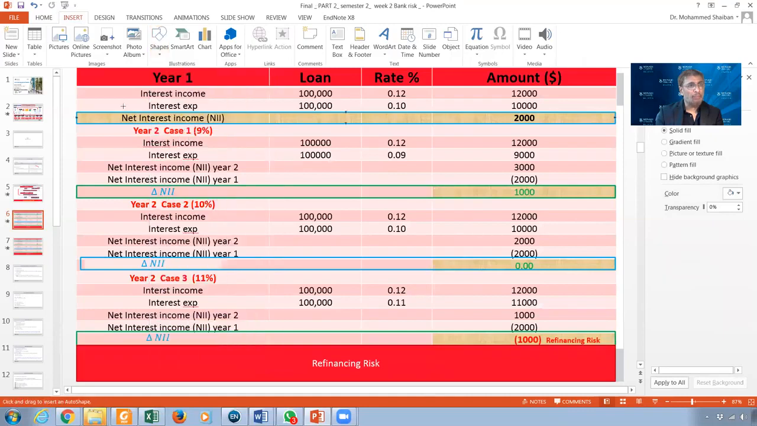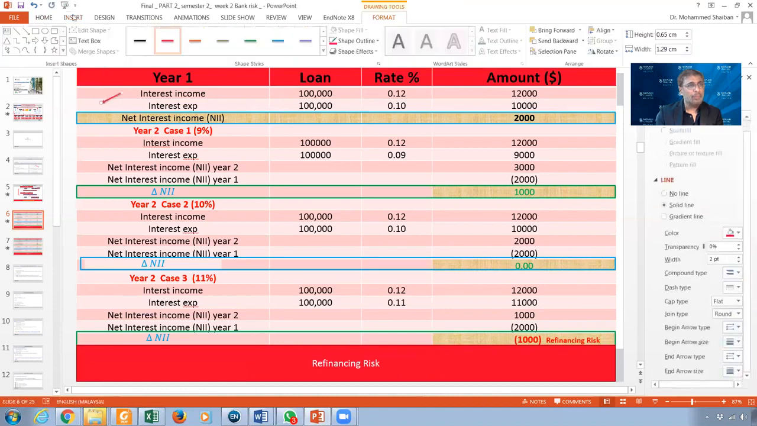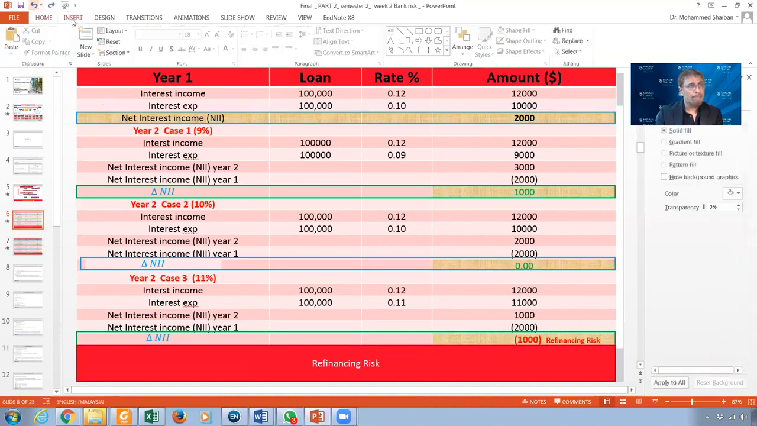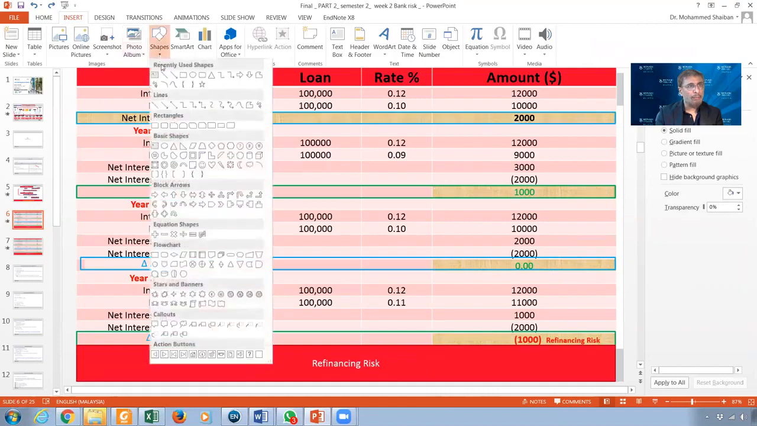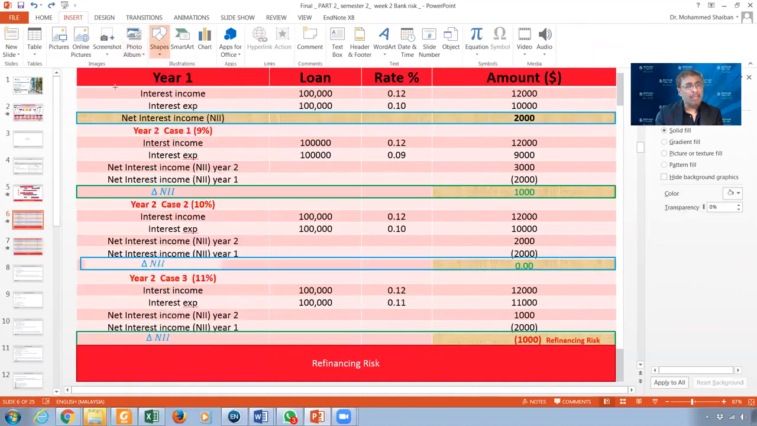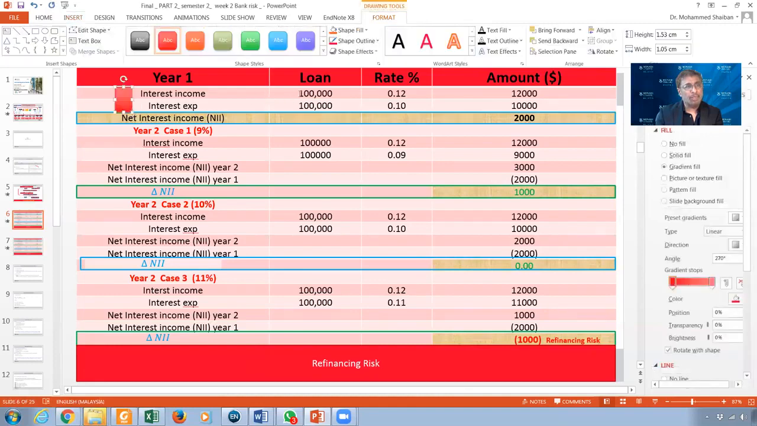Now, look at this. This is the situation. Let me just, this is the current situation. Here is the current situation, which means I have interest income of 100 million and I have interest expenses.